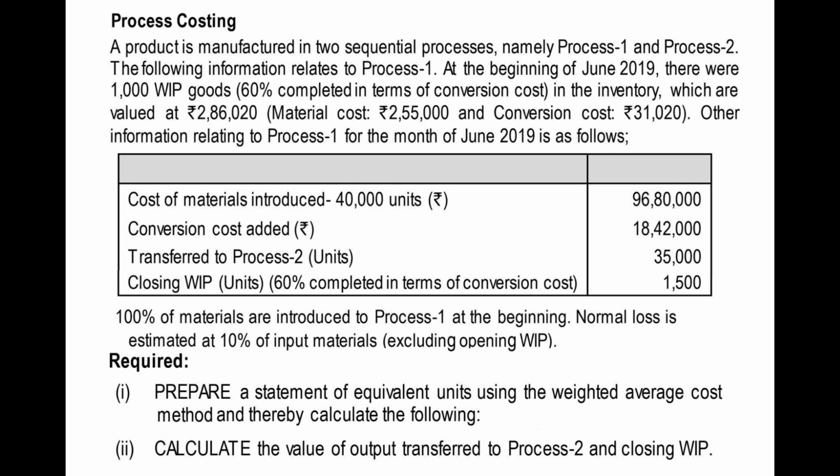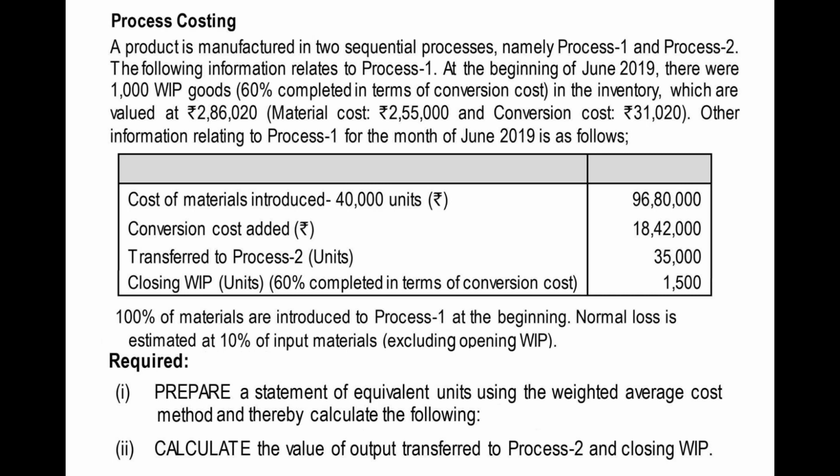Transferred to process 2 is 35,000 units. Closing work in progress is 1,500 units, 60% completed in terms of conversion cost. 100% material is introduced to process 1 at the beginning. Normal loss is estimated at 10% of input materials excluding opening work in progress. We are required to prepare a statement of equivalent units using the weighted average cost method and thereby calculate the value of output transferred to process 2 account and closing work in progress account. This is the problem given. I will explain the process costing first, then we can solve the problem.